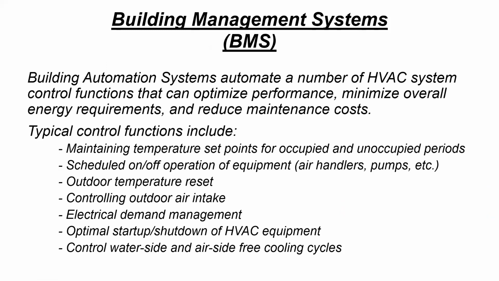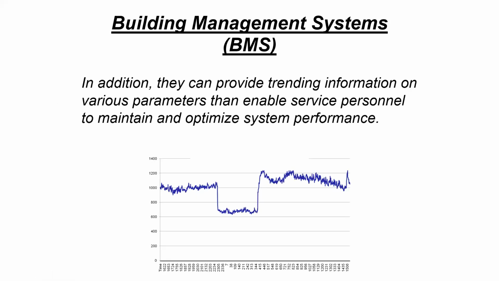Here we're listing building automation systems, or building management systems, for HVAC systems, and they can control and do a lot of things: controlling outdoor air intake, maintaining temperature set points, and running free cooling cycles. They can really control the system. Let's go to the details of some of those, and they can trend the data as we said earlier.